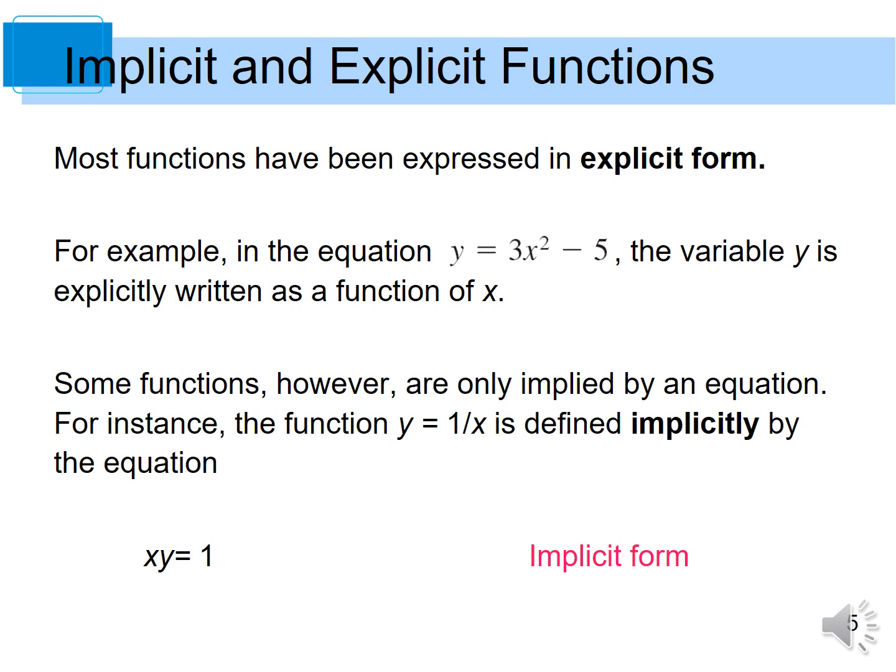Most functions have been expressed in explicit form. For example, in the equation y equal to 3x squared minus 5, the variable y is explicitly written as a function of x. Some functions, however, are only implied by an equation. For example, the function y equal to 1 over x is defined implicitly by the equation xy equal to 1.